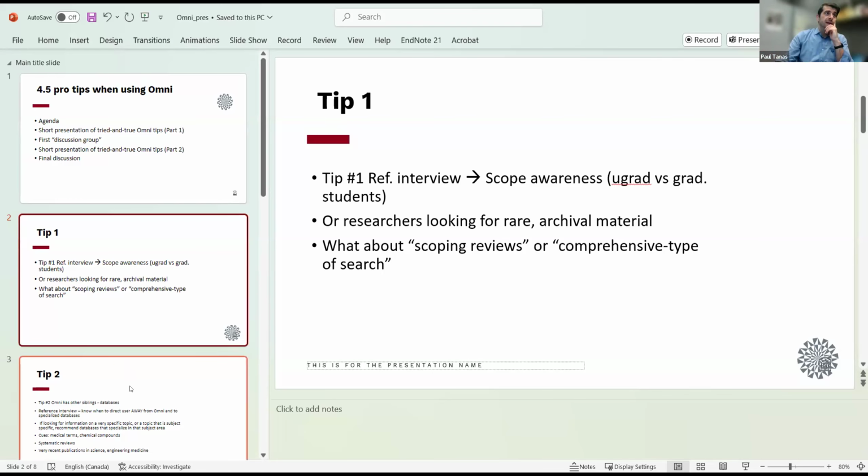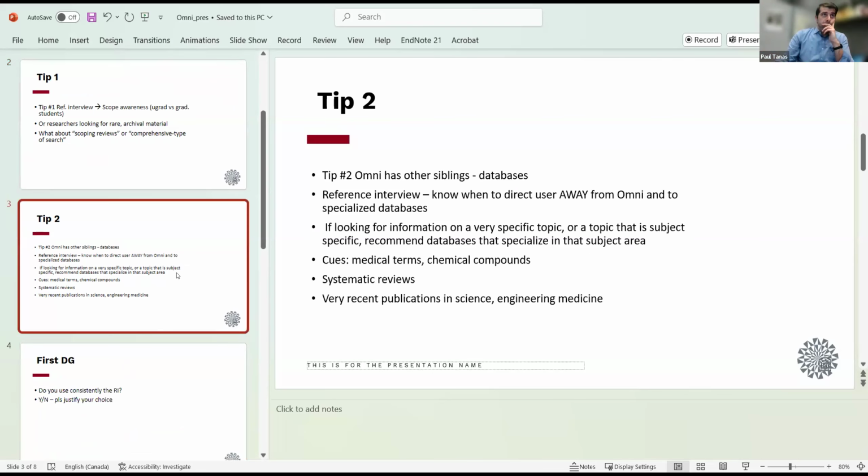Tip number 2. I'm talking about the OMNI siblings, databases, right? So just to piggyback on the previous idea, once we run the reference interview, we know how to direct the user away from OMNI and to a specialized database.